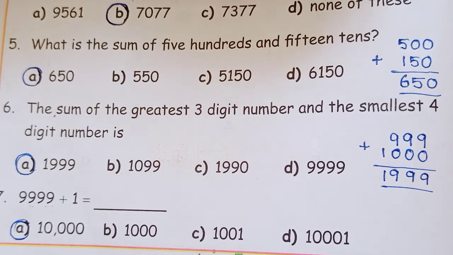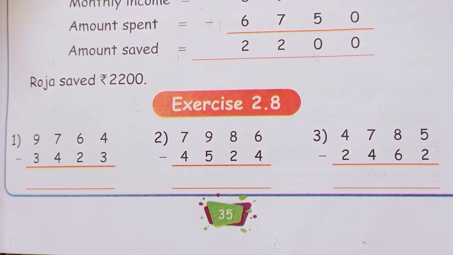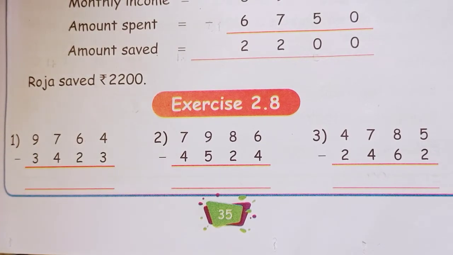Then see the next one, book page number 35, exercise 2.8. All of you take book page number 35, exercise 2.8. Some subtraction sums are here. Shall we do this one? Okay. See the first sum.